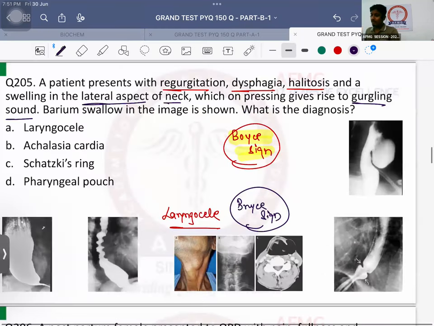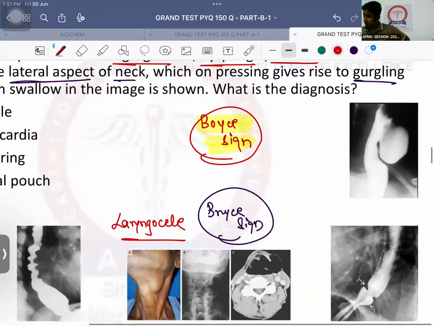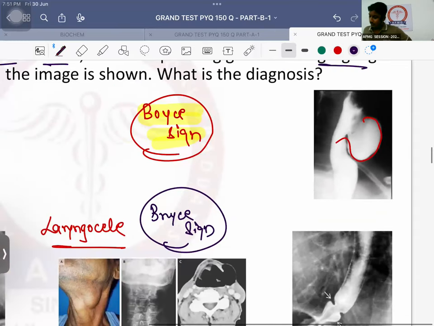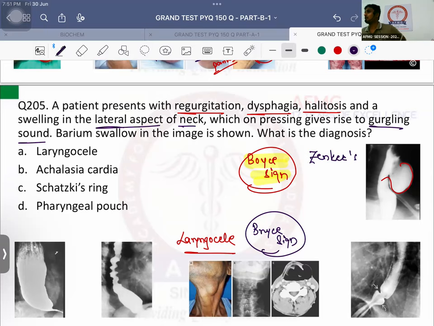Now here definitely there is regurgitation of food, dysphagia and halitosis. These are suggestive of symptoms due to some esophageal or pharyngeal pathology. Very good. So definitely a barium swallow is given. It shows outpouching from the esophagus. So, it is a case of Zenker's. Regurgitation, dysphagia, and halitosis are seen in two conditions. First is achalasia cardia, and second is Zenker's diverticulum. So, here it is a case of Zenker's diverticulum.